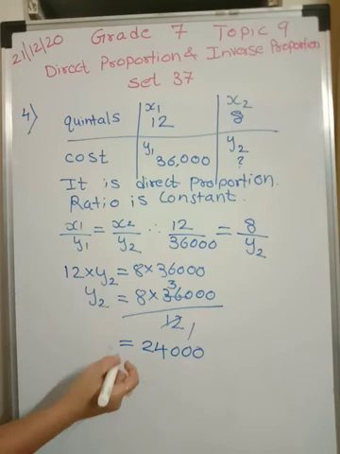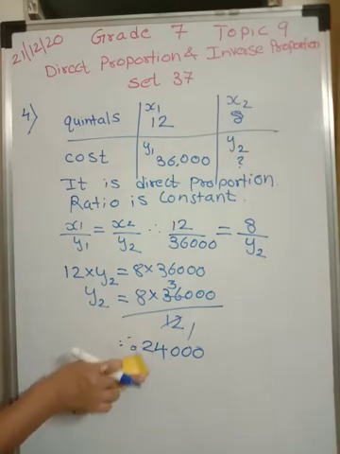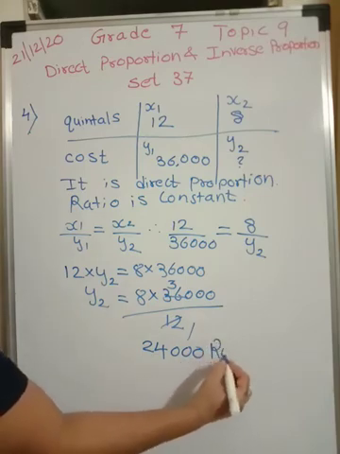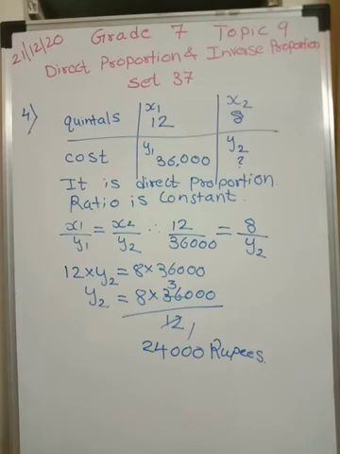Cost of 8 quintals is rupees 24,000. Is this clear? Or you can write 24,000 rupees, because the 2 and this rupee symbol will get confused. So write here 24,000 rupees. Is this clear? Okay, let's go to the next problem.